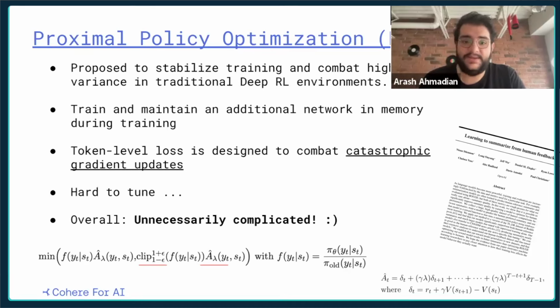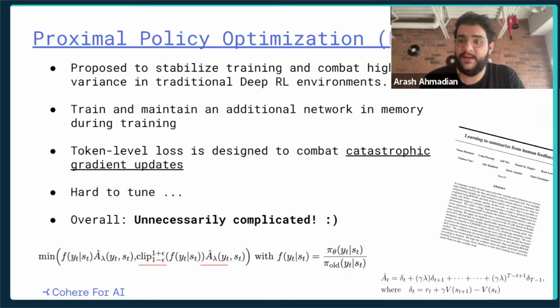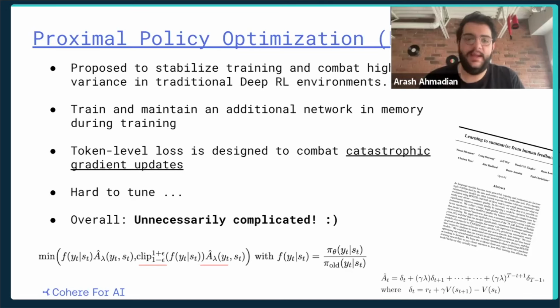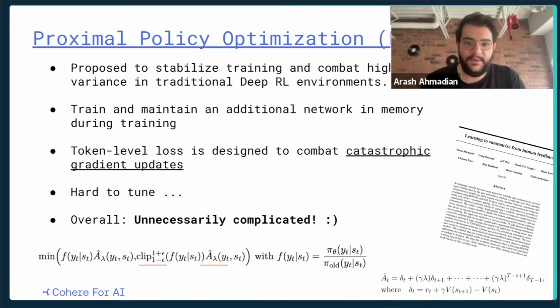And RL is also known to be finicky, and PPO doesn't help that. It just adds on top of it. So the main goal, I guess, was to pick apart PPO, see which components are necessary, which are not, and then based on those insights, propose something new.